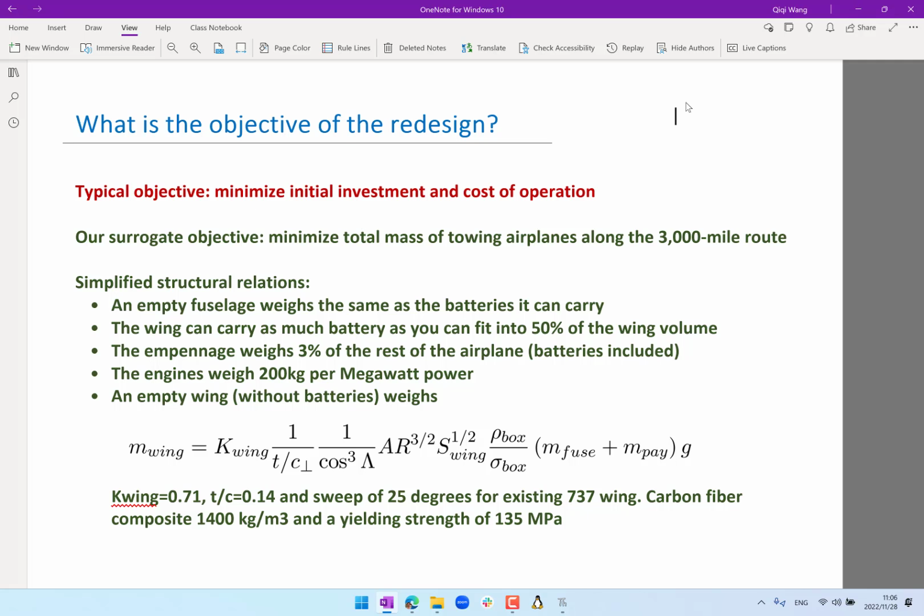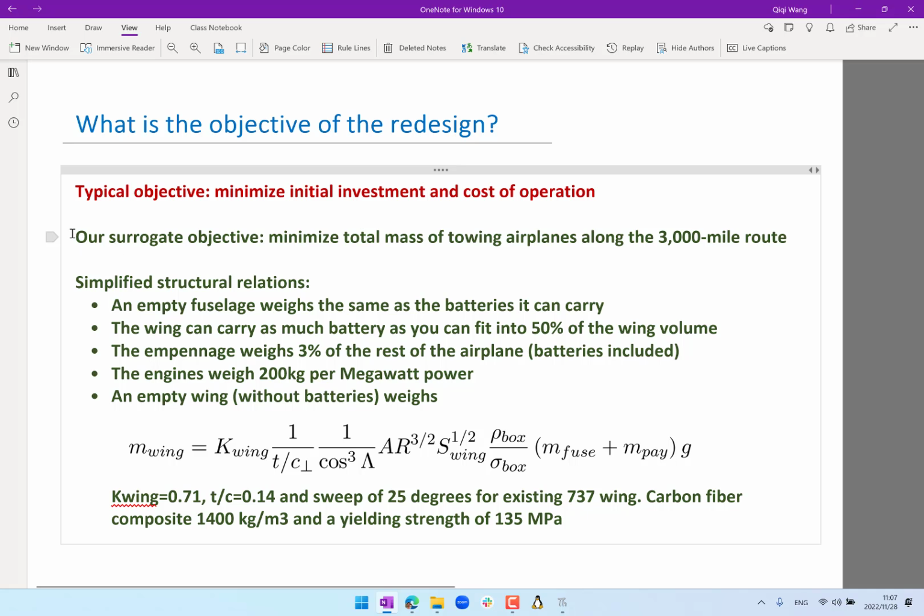Therefore, we just assume different components have the same cost, and the different components also have the same cost of operation per weight. Okay, under these assumptions, all of these objectives of minimizing initial investment and cost of operation boil down to minimizing the total mass of the airplanes you have to get ready on the ground for the passenger flights. So our surrogate objective for next week is just minimizing the total mass of the towing airplanes along this 3,000-mile route. All right.